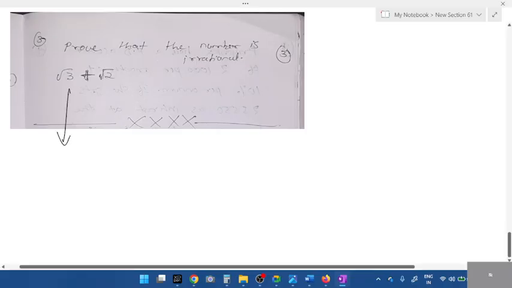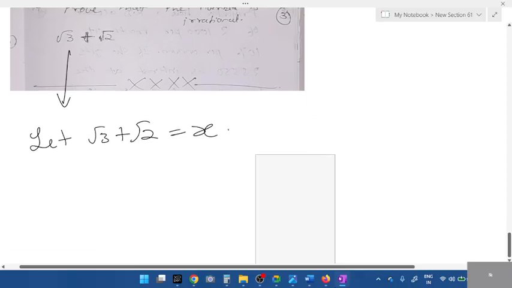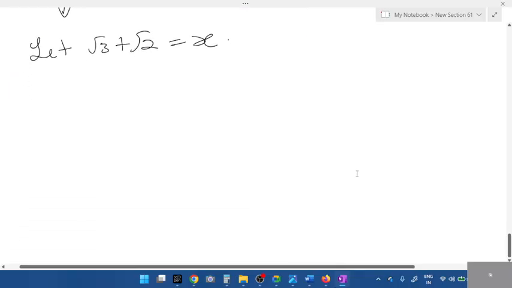Now, this is the most important part. They'll tell you to prove that this is an irrational number. What about root 3 plus root 2? Rational or irrational? If it is irrational, I'll teach how to prove. First thing, let root 3 plus root 2 be equal to x. You have to take it as x. Whenever they ask you to prove, if they ask whether it is rational or irrational, we know it is irrational.